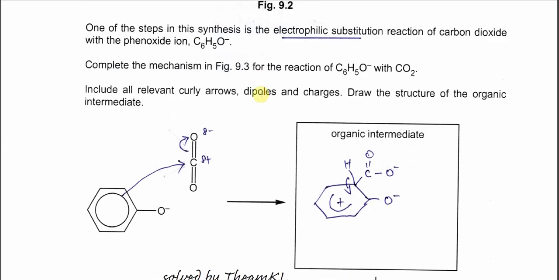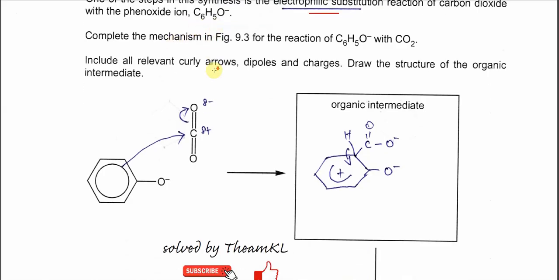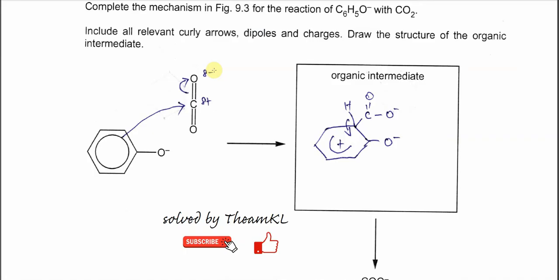Okay, one of the steps in this synthesis is electrophilic substitution, the reaction of carbon dioxide with the phenoxide ion. Complete the mechanism in Figure 9.3 for the reaction of the phenoxide with CO2. Include all the curly arrows, dipoles, charges, and intermediate. First, and of course the most important one, you must know where the arrow points to.